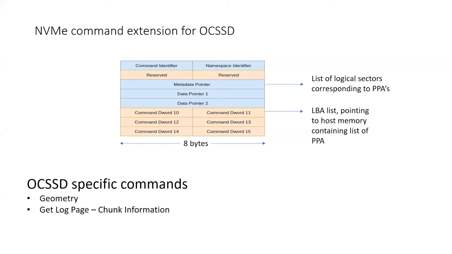There are a few more commands that the OCSSD specification adds. Out of those, two major commands: geometry, which exposes the internal NAND geometry, like how many groups or channels, how many dies, how many blocks, how many pages, and so on. And one thing is that different NAND vendors would have different geometries, right? So the OCSSD specification provides some sort of uniform way to describe the NAND geometry, right? So that is the geometry command.